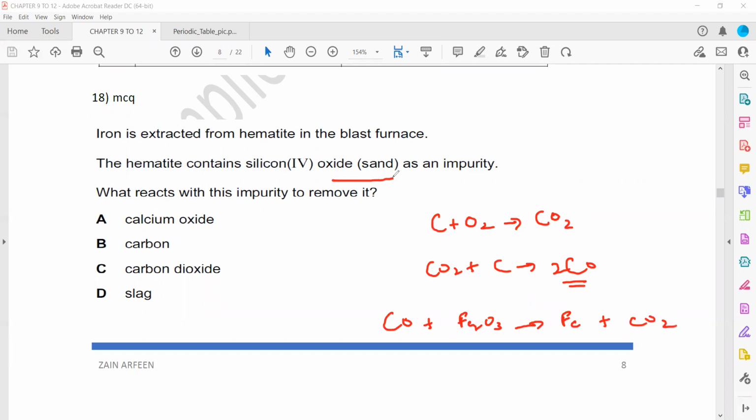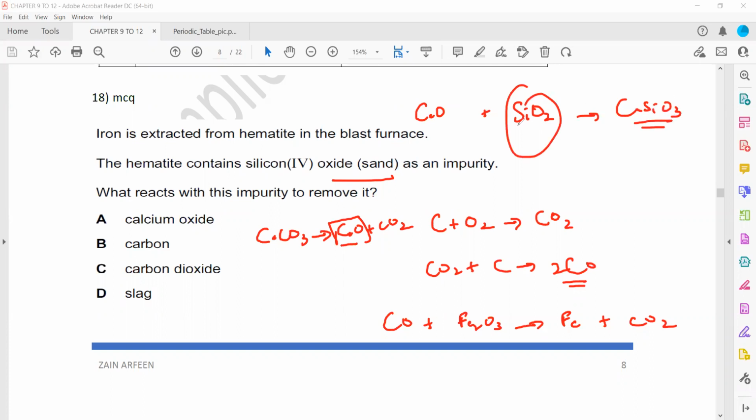Then there is also an impurity, sand. So how is this sand removed? To remove the sand, due to heat energy, the calcium carbonate decomposes into calcium oxide and carbon dioxide. This calcium oxide, which is a basic oxide, reacts with silicon(IV) oxide to form CaSiO3, which is called slag. So the sand is removed from the mixture by reacting with a substance called calcium oxide. This is related to memorizing the series of reactions used in the extraction of iron.